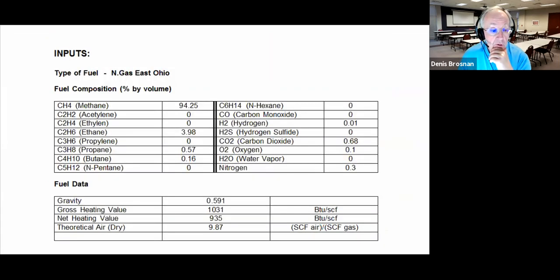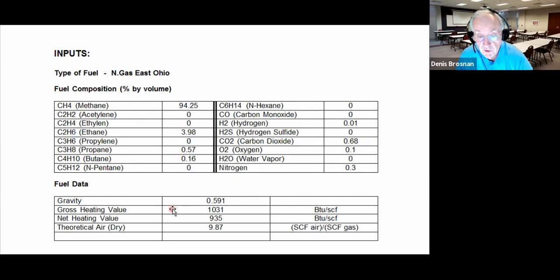Well, of course, the eSolutions is going to give you a paper report that you can print for your records. And this is half of it here. We provided the fuel composition that we chose for East Ohio natural gas. That gave us the gas gravity. Remember, that's the specific gravity relative to the specific gravity of air. So the gravity of this gas is lower than that of air. That means if it's released, it's going to go up by buoyant effects.